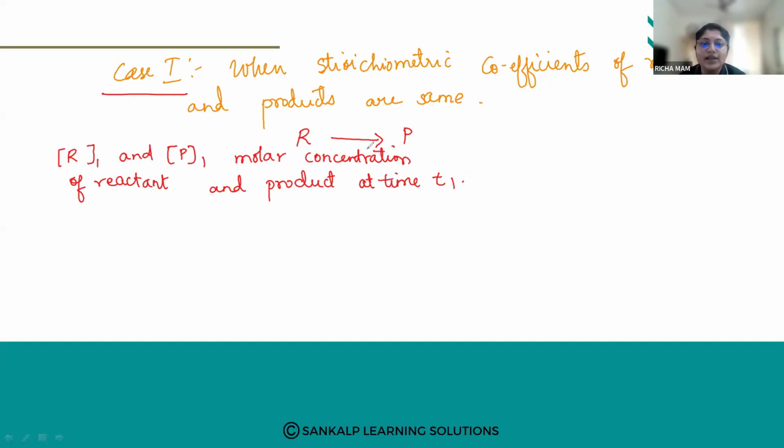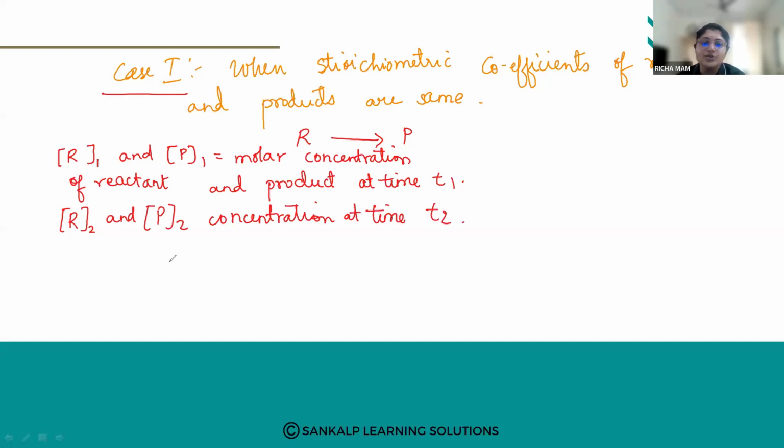So what is R and P? R is reactant, P is the product. So let R1 and P1 be the molar concentration of reactant and product at time T1. And what is R2 and P2? They are the molar concentration at time T2.